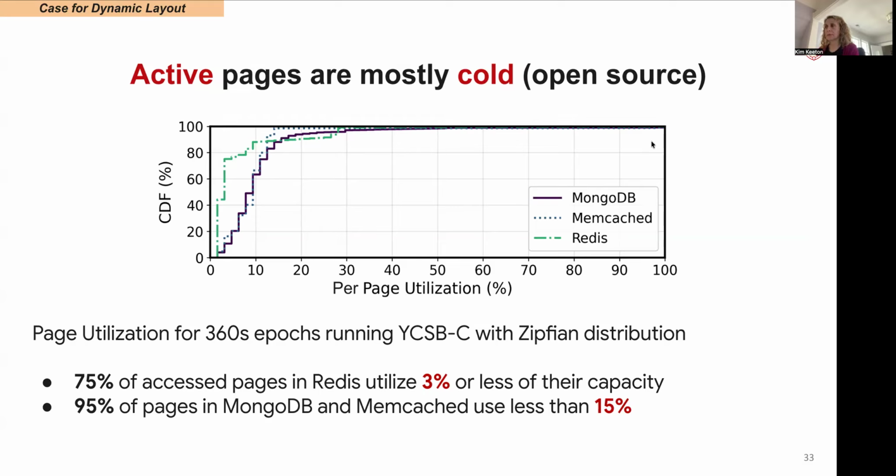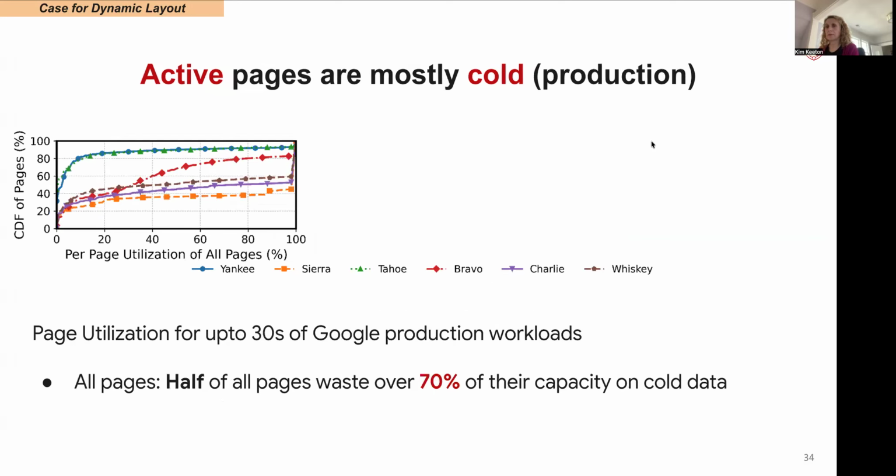Yeah, so open source workloads are bad. What about production workloads? So here we are using Google's public traces to analyze the page utilization for 6 different workloads at Google. These workloads are YouTube servers, Gmail, it could be anything, right? We have no public information on those.